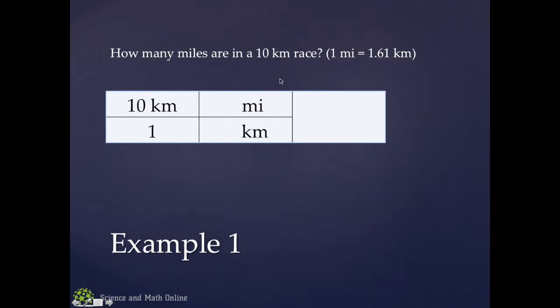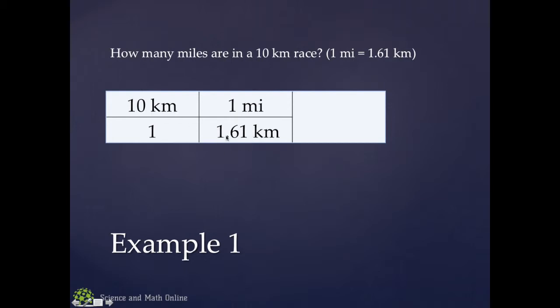Then go to your conversion factor. What number's in front of miles? 1. The number in front of kilometers is 1.61. So 1.61 goes in front of kilometers here. 1 goes in front of miles here, because that's where the numbers are in the conversion factor. This is on bottom, so I'm going to divide by it.